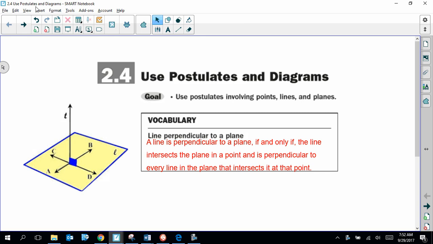Here we're going to be starting off with some basic vocabulary, where we're talking about a line being perpendicular to a plane. The technical definition says that if a line is perpendicular to a plane, it must be perpendicular to every line in that plane that intersects the given line. So in this diagram I have plane L and line T perpendicular to plane L. Any line that intersects line T on the plane must be perpendicular to line T in order for it to be perpendicular to the plane.